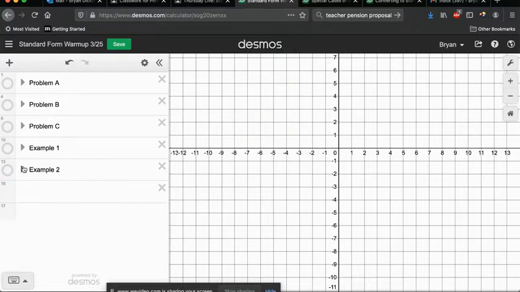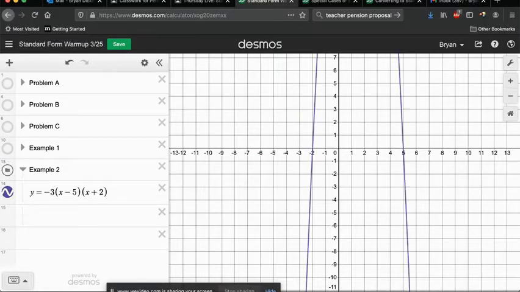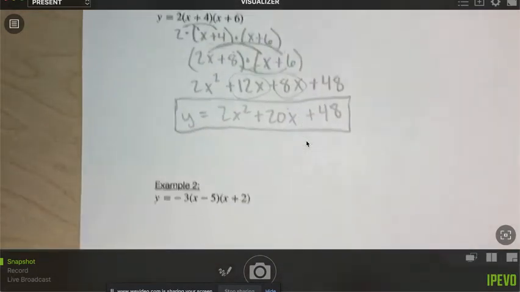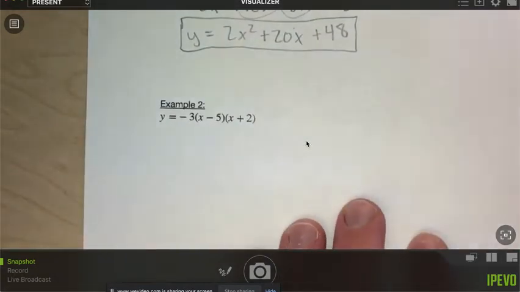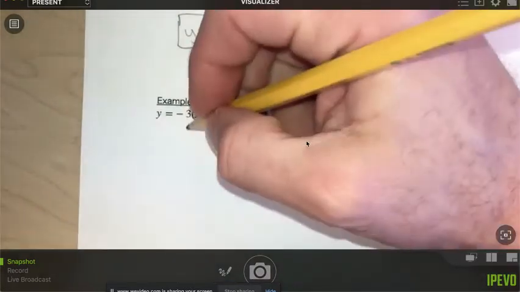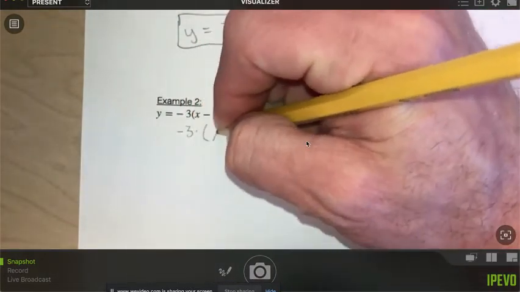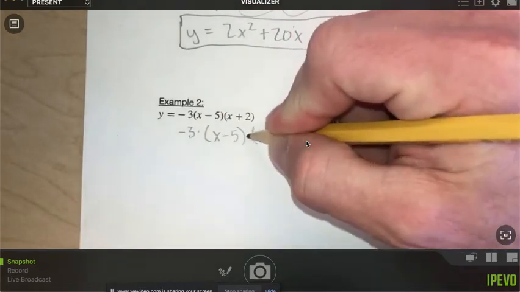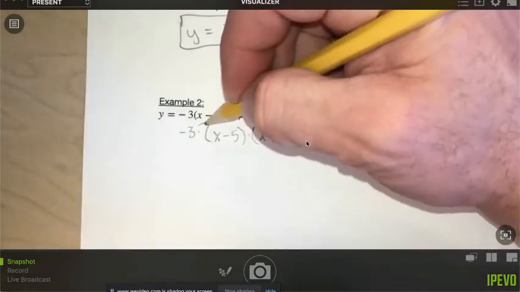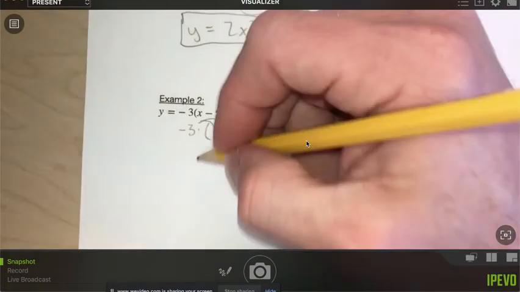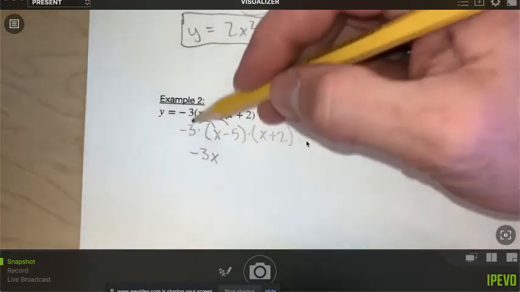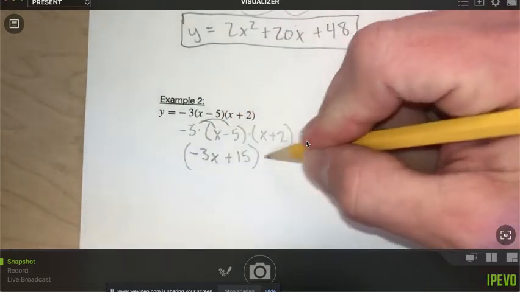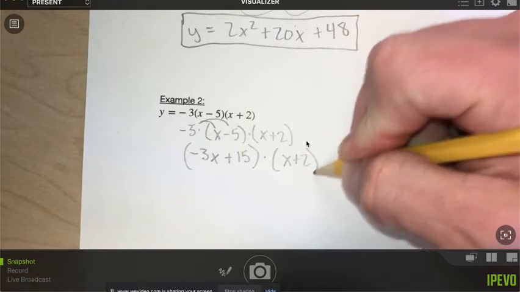All right, so we'll take a look at another example here. And I wanted to throw in some negatives just to make sure that we're okay with those properties. So example 2 here, it's the same exact thing. So once again, this really means negative 3 times x minus 5 times x plus 2. So if I multiply in the negative 3, I'm going to get negative 3x. Negative 3 times negative 5 is going to be positive 15. Be careful there. And then I still have to multiply by x plus 2.